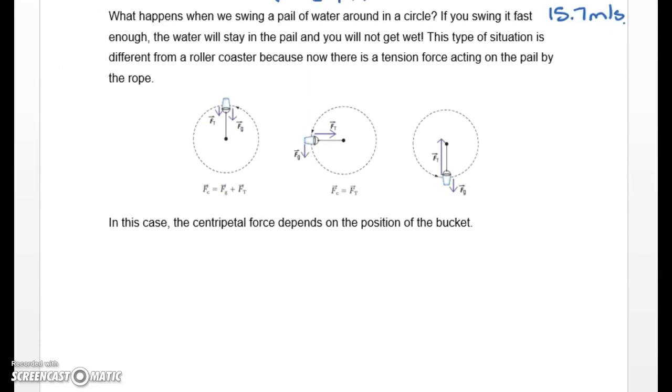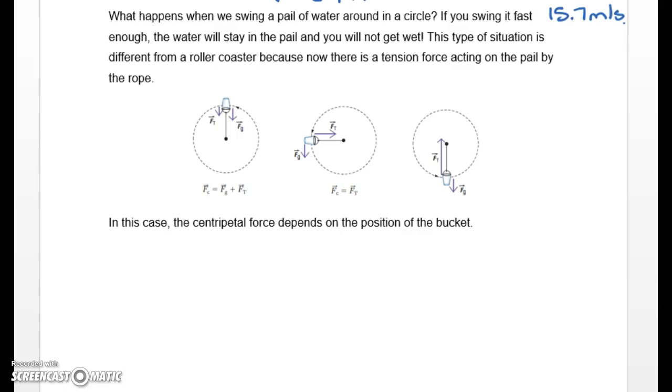So what happens when we swing a pail of water around in a circle? If you haven't done that, you might want to. Go out on a nice summer day. Make sure you're doing it outside, away from technology, in case you don't swing it fast enough. But if you were to swing it fast enough, the water will actually stay in the pail, and you will not get wet. So this type of situation is different from a roller coaster because now we have a tension force that's acting on the pail by a rope.